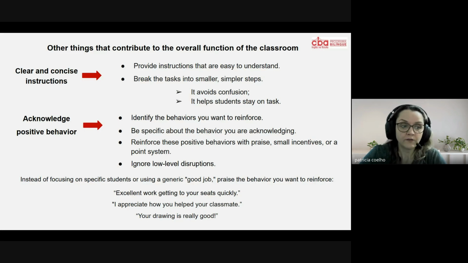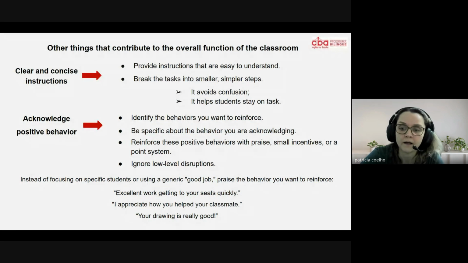So instead of focusing on specific students or giving a generic, good job, well done, congratulations, praise the specific behavior you want to reinforce. Very good, getting to your seats quickly. So everybody get a chair, get a chair. And then the song is over. Some people are still standing. Great, Cecilia. Cecilia is sitting down. Jaine is sitting down. Patricia, very good, Patricia. Thank you for sitting down. And then the others, hopefully, they want to be praised as well. So they tend to go and sit.